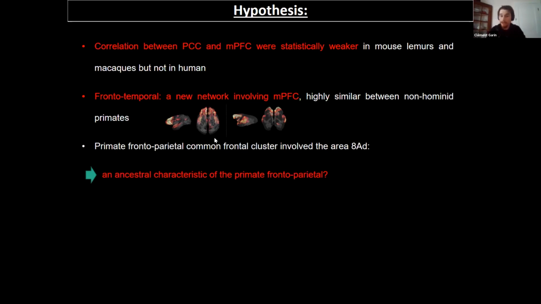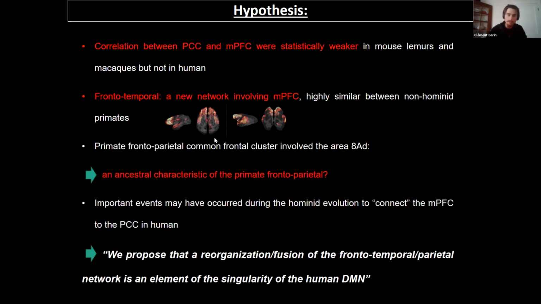Is it an ancestral characteristic of the primate frontoparietal network? If this is the case, and we have two different networks, the hypothesis would be: do we have a reorganization or a fusion of the frontotemporal network and the frontoparietal network that could be a singularity of the human default mode network and potentially explain its specificity?